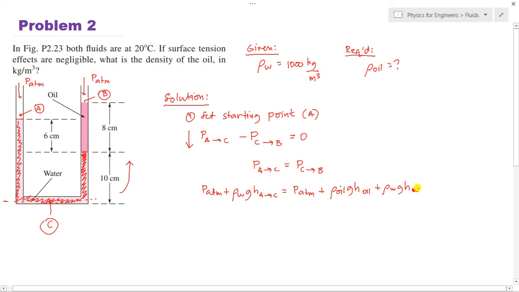Okay, so as you notice class, kaning atmospheric pressure both sides of the equation makancel na siya. Okay, since mao man ni atong ipangita density sa oil, then ato na i-transpose ni siya.